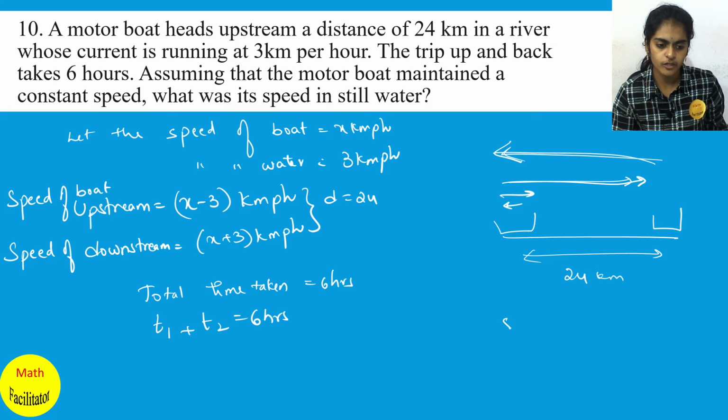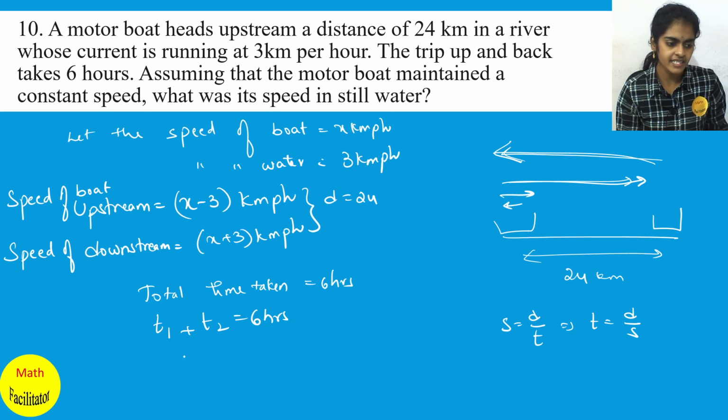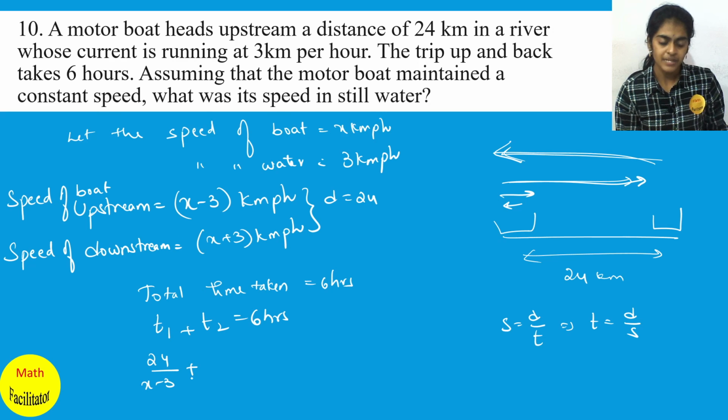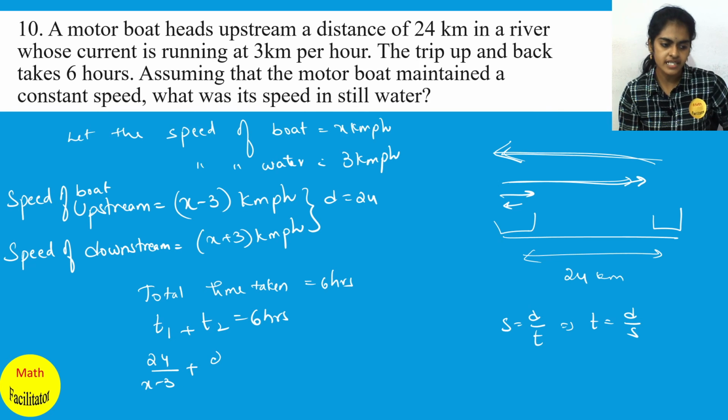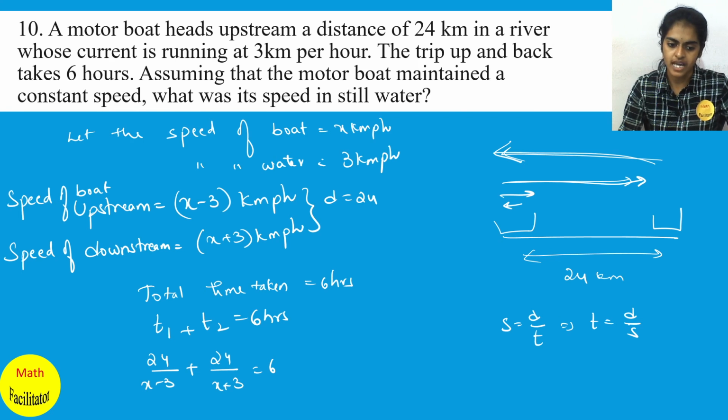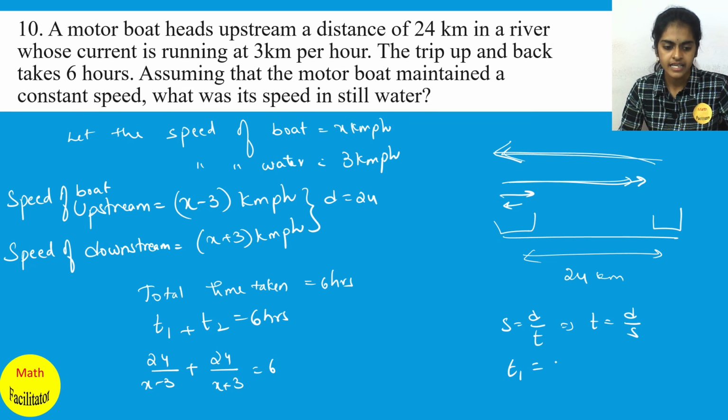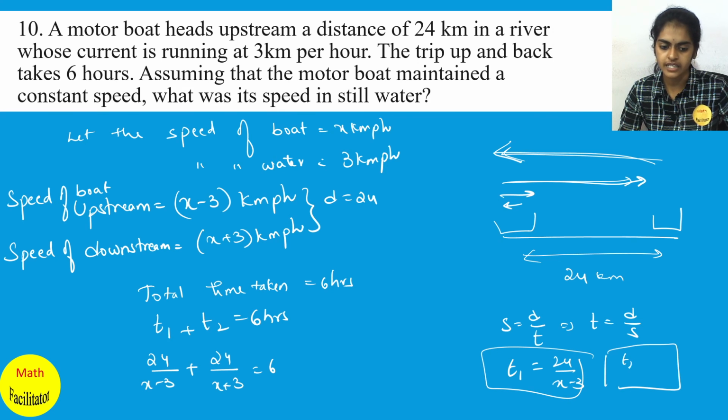But T1 is nothing but, speed is equal to distance divided by time, or I can write time equals distance by speed. So T1 is distance in the first case, 24, divided by the speed upstream, x minus 3, plus T2, the time taken to come back. So distance is again 24 divided by speed x plus 3. Did you all understand this step? Time is distance divided by speed. For going upstream, T1, distance is 24, speed is x minus 3. And for T2, distance is 24 divided by speed x plus 3.